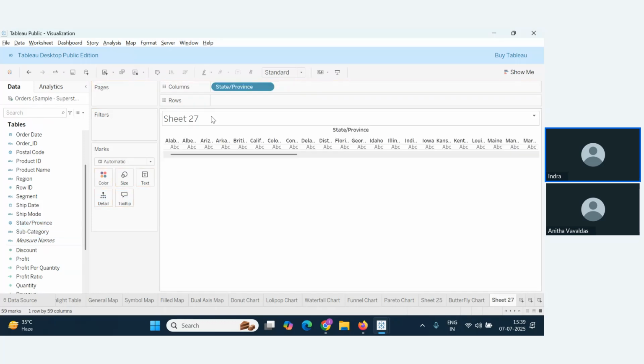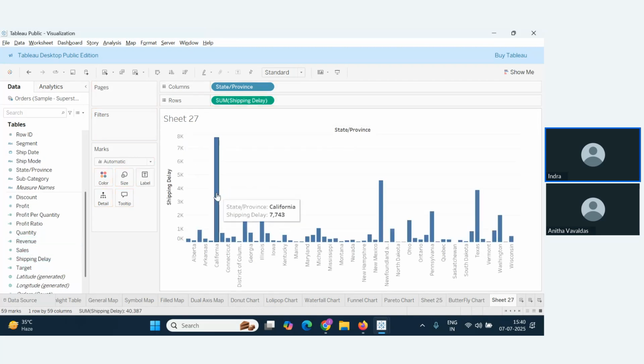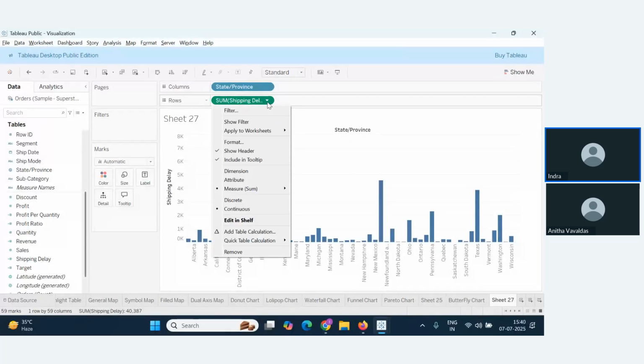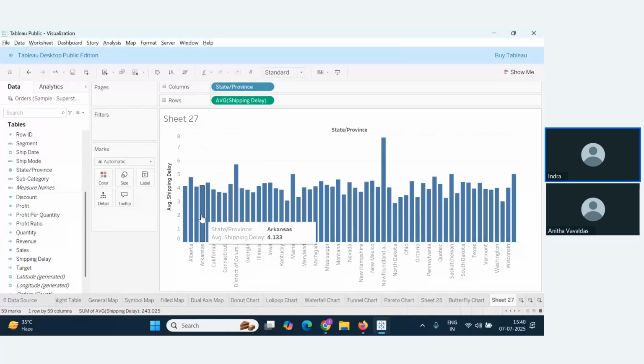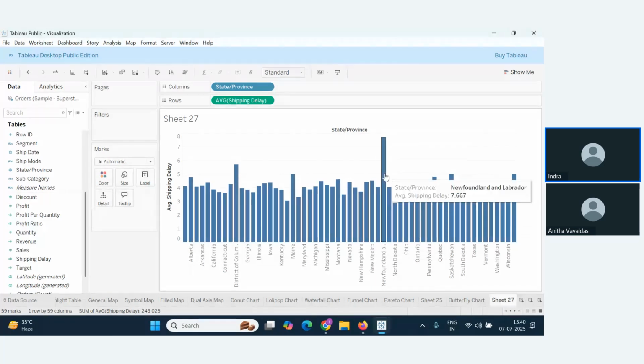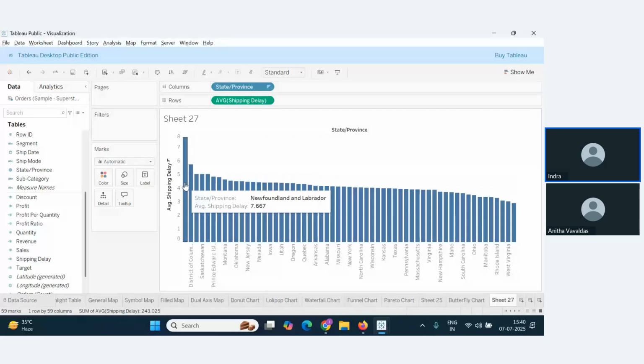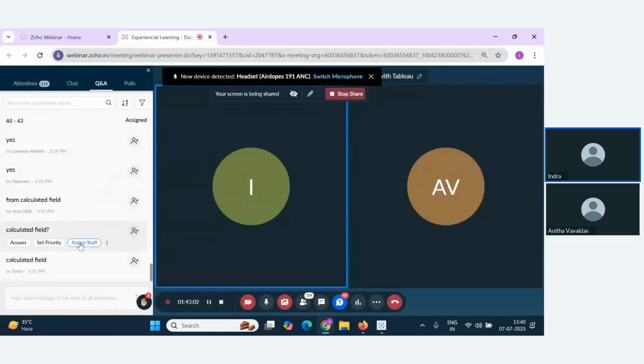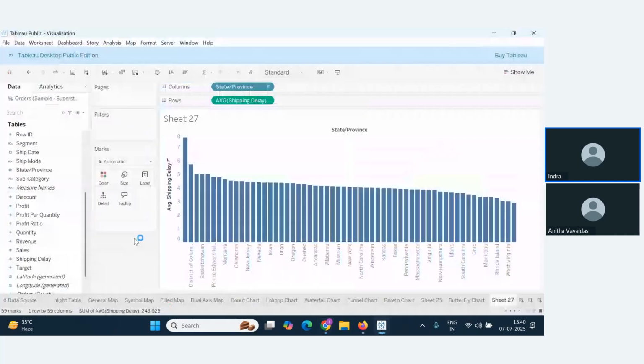State wise shipping delay, let's see. Average. So you can see state wise the average shipping time. Okay, it takes 7 days to ship in this particular state. That means sorted by descending order. So only this particular state is taking the highest time, almost more than 7 days. Okay, followed by other states which are taking less time for any particular product to get shipped. This is your shipping delay. Got it? Am I clear?